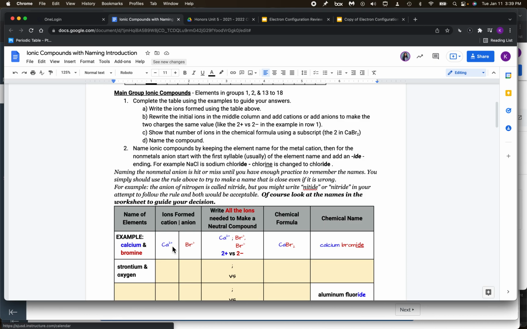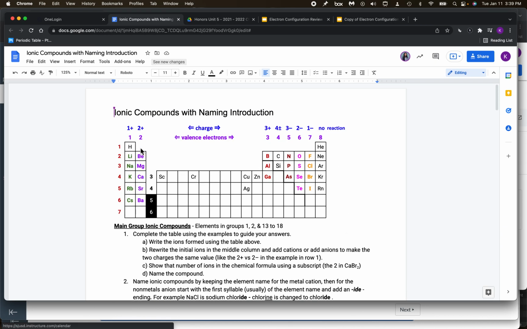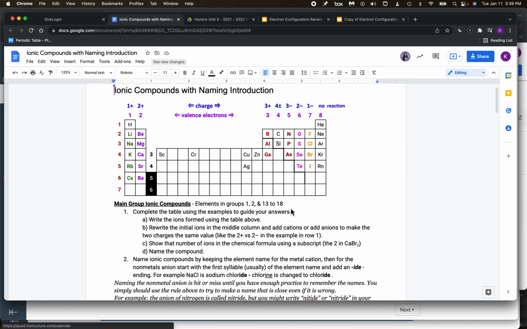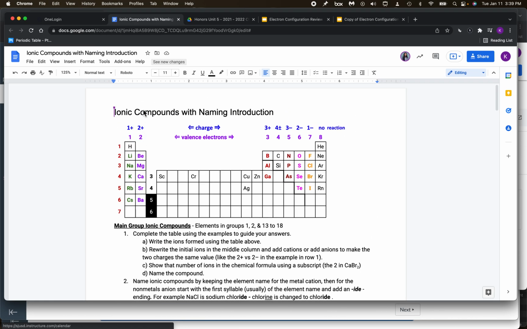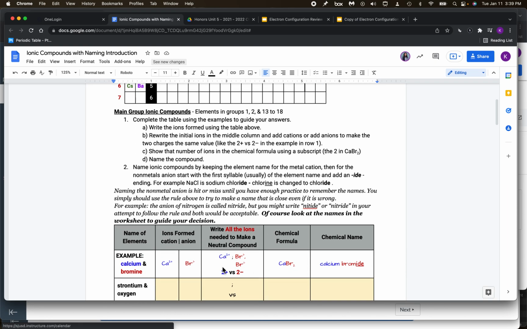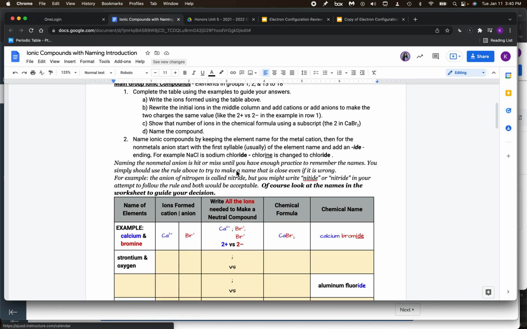So here's calcium and bromine. I'd find calcium, it's 2+. I'd find bromine, it's Br. Now I don't have the names here, so you will have to have a periodic table to find the names. 2+ because it's in the second column, which is 2+, and 1- because it's in the 17th column, so it's 1-. You rewrite them. Rewrite the initial ions in the middle column, add cations and anions. Cations are positive, anions are negative, to make the two charges the same.